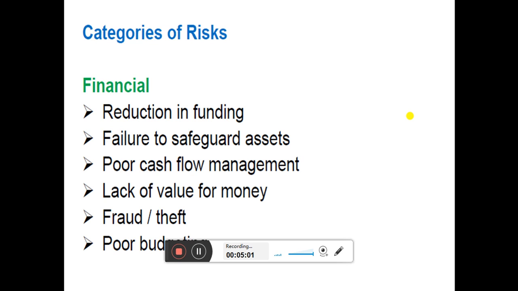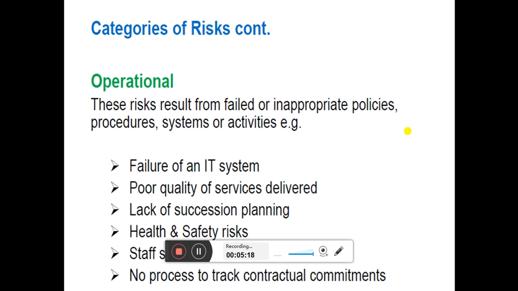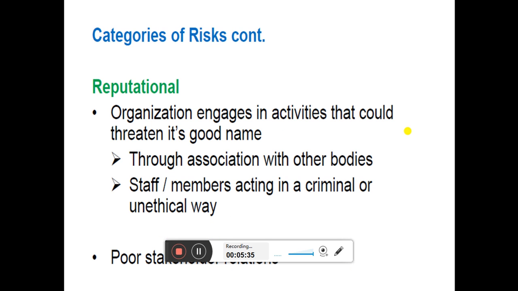Next, we go for the risk categories. First one, financial: reduction of funding, failure of strategies and forecasts, poor management, lack of value for money, fraud, then poor bodies. So that is another fixed cost for financial risk management. Then you go for operational risk management, where there is failure of the IT system. That's a major risk. You have poor quality of service delivery, lack of skills, discontinuity of work due to labor management, no process, no tracking. So that becomes the operational risk you have to involve.